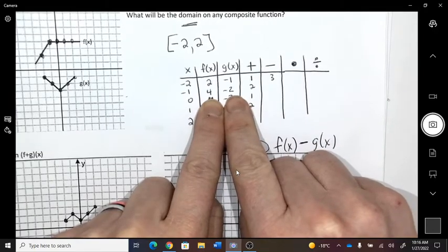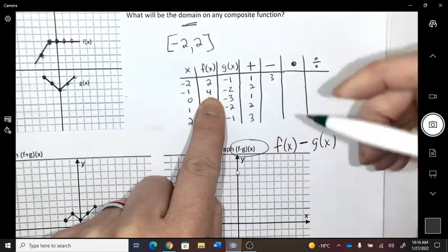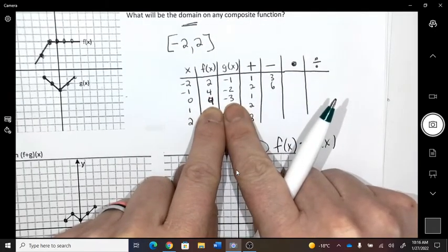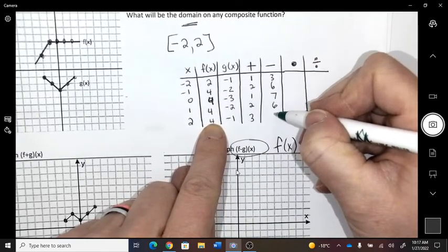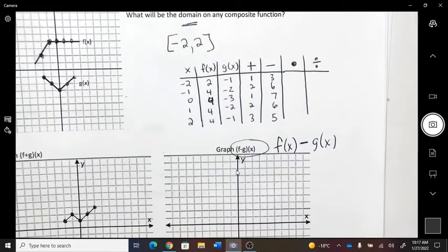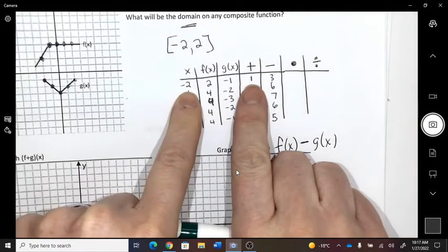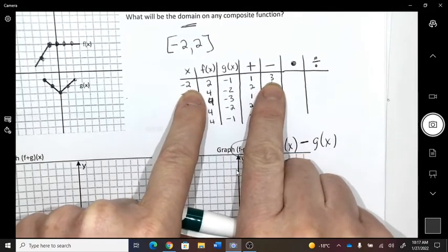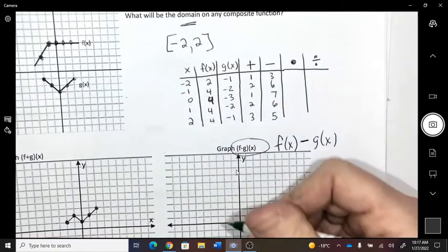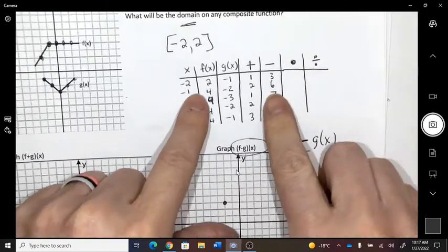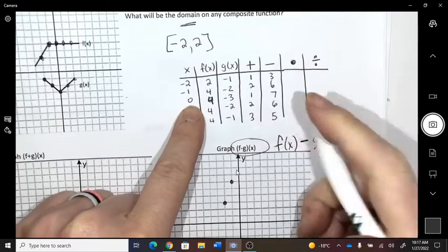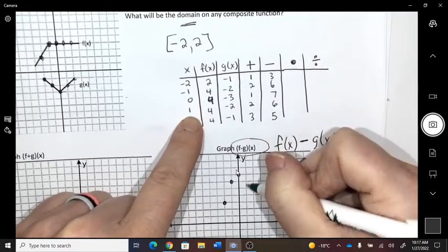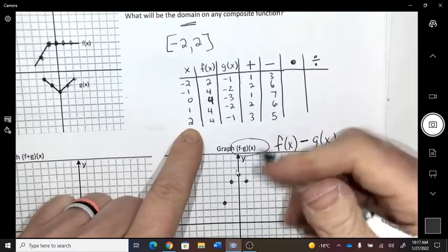Careful with negatives when you subtract, right? 4 subtract -2, 6. 4 subtract -3, 7. 6 and 5. Okay. So here's my first coordinate. -2, 3. -1, 6. 0, 7. 1, 6. And then 2, 5.